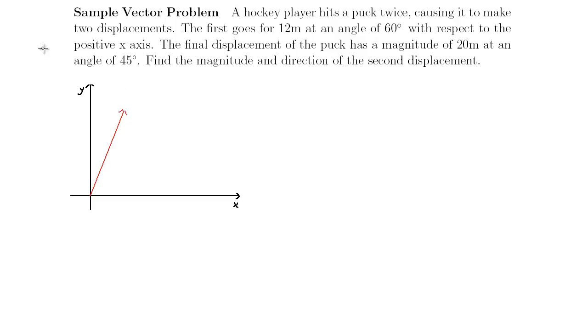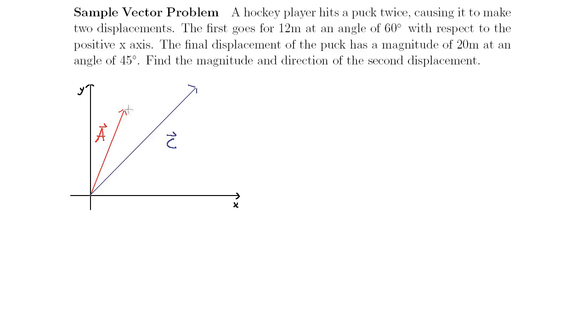Let's label it. Alright, let's call the final displacement vector C, and we're given that one. It says it's 20, so it's a little longer. That's at 45 degrees. So this is C. And now what we're asked to find is vector B.